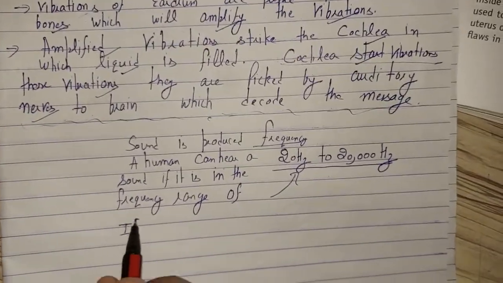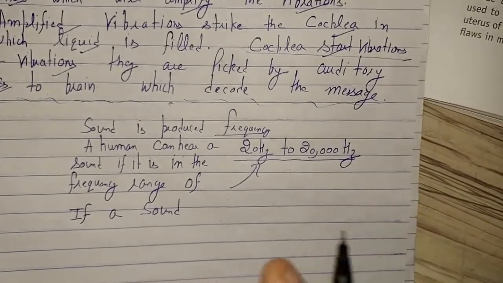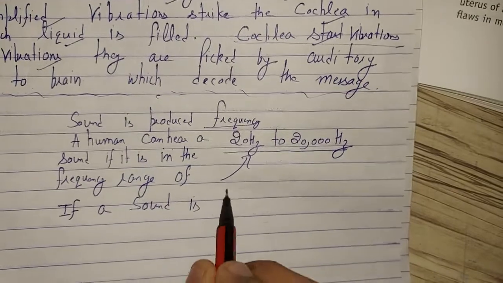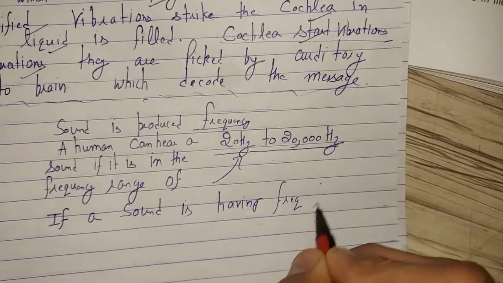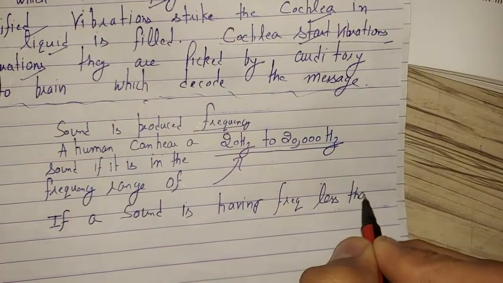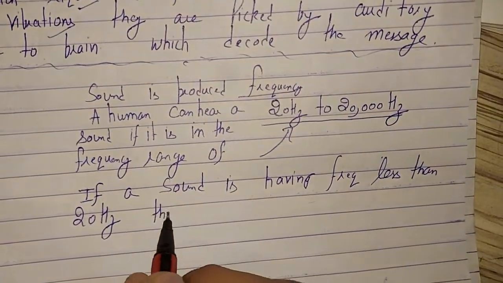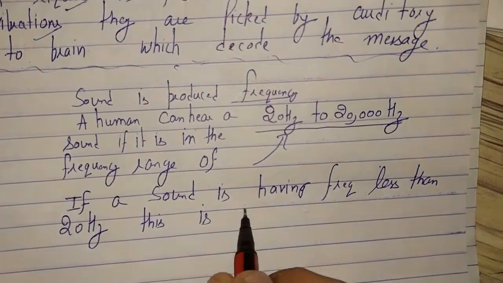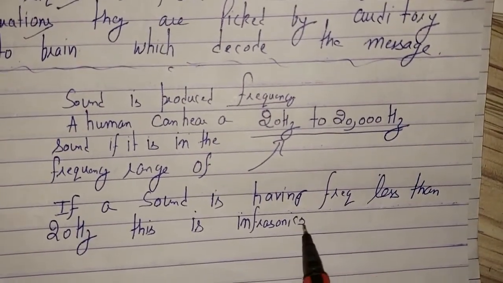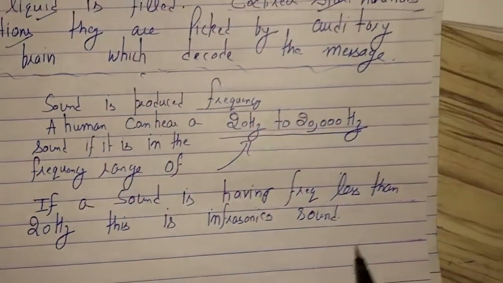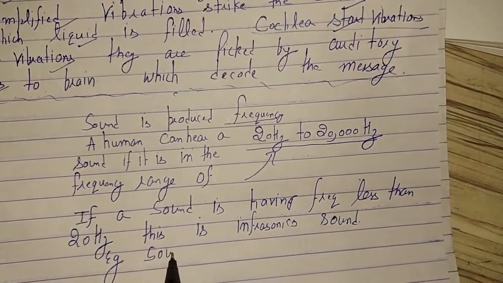But if a sound has a frequency lower than 20 Hertz, that means we would not be able to listen to that sound, and it is known as infrasonic sound. So this is infrasonic sound. Clear? Example: sound produced by our muscles.